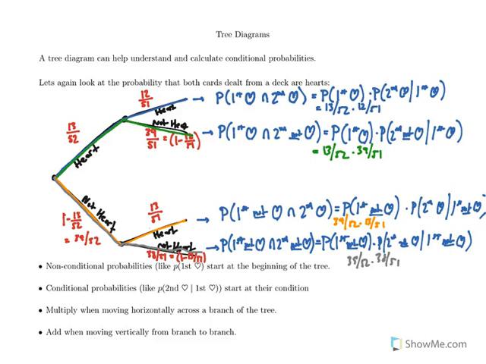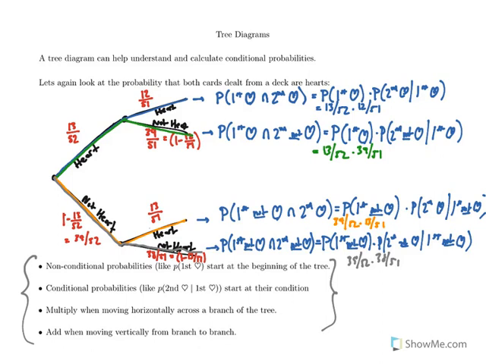So how does this tree diagram help us? Just some basic properties of these. The non-conditional probabilities are the beginning of the tree. That's like the probability of the first being a heart. It doesn't depend on anything else. There's no extra condition. The conditional probabilities start at the given condition.